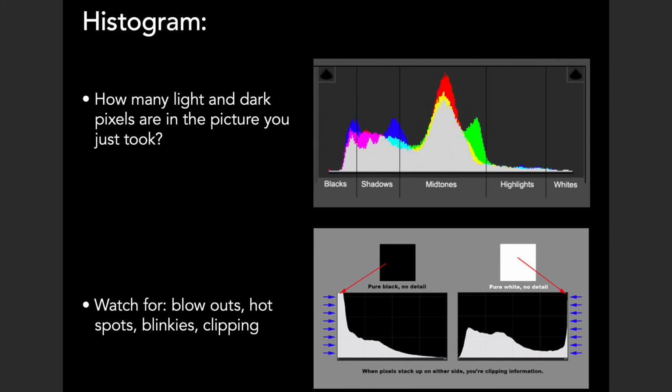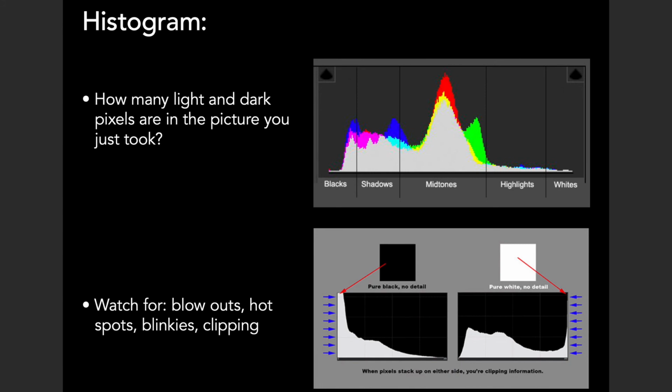Sometimes it's referred to as hotspots. Hotspots are usually white. And your book refers to it as the blinkies, which again is those white areas. So those are all different terms, but it basically just means you've got some pure black or pure white, and it's going to be hard to edit those. So be careful with that.